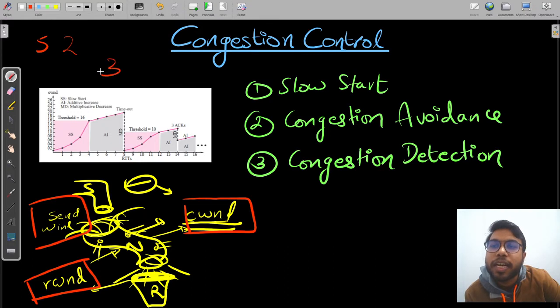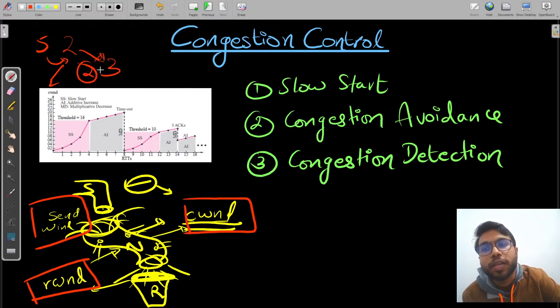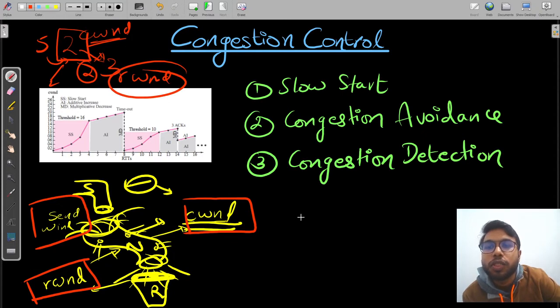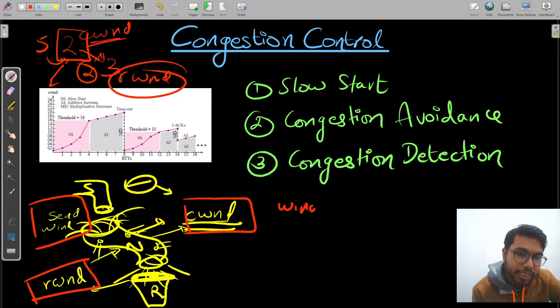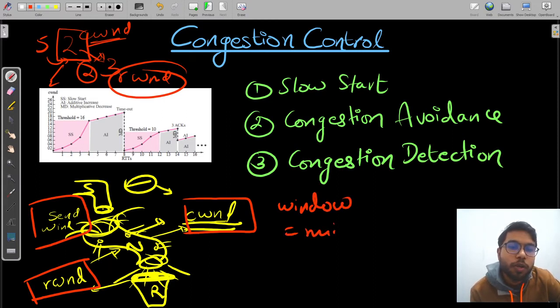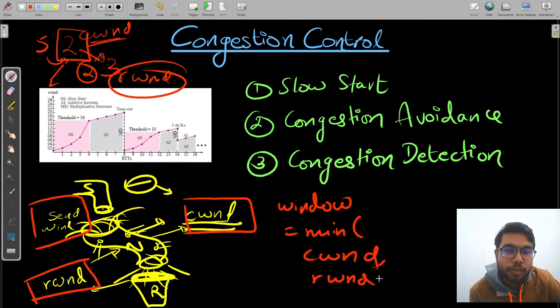Our network can handle 2, but my receiver can handle 3. What happens if I try to send 3 now? My network cannot handle 3. 1 gets lost, 2 gets forwarded. Even though this guy can accept 3, he can only receive 2, because the network cannot transfer that information. So only 2 would be accepted. Whichever is the minimum, this is your congestion window and this is your receiver window. So we can say simply that our window is equal to the minimum of congestion window and receiver window.